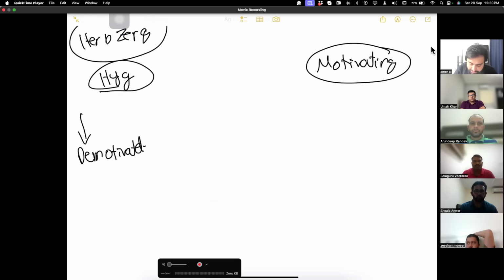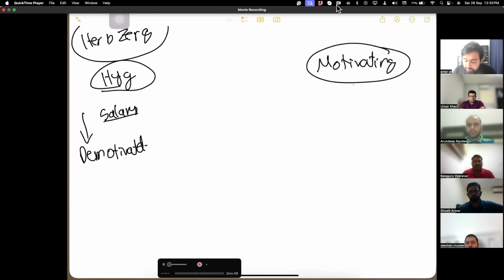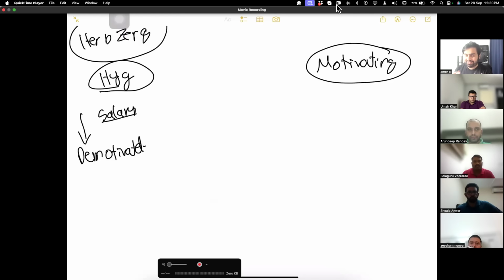Same goes with salary. If you have a bad salary, or in Gulf countries, it's kind of a normal practice, sometimes you don't get salary for two, three months. If you are not getting salary, you notice it. But if you are getting salary every month, it's a hygiene agent. Okay. A motivating agent is something that gets you out of bed.